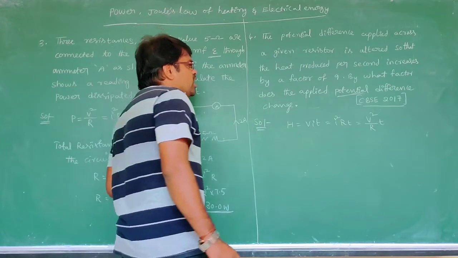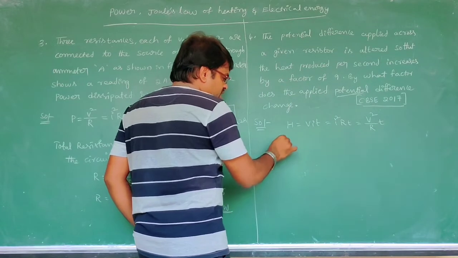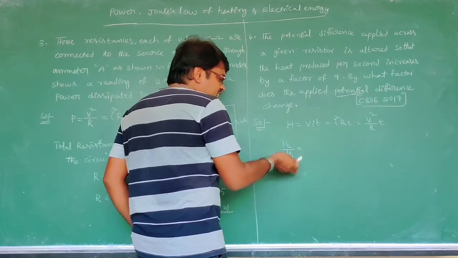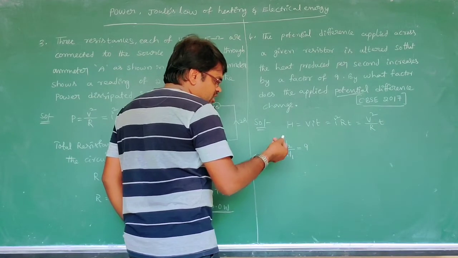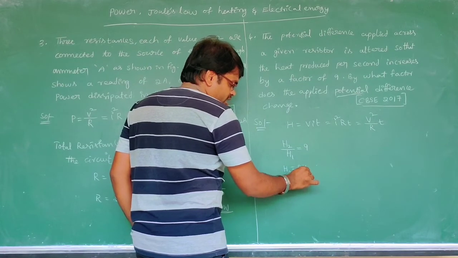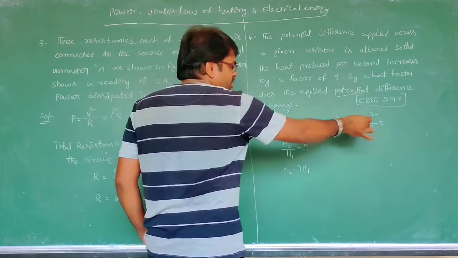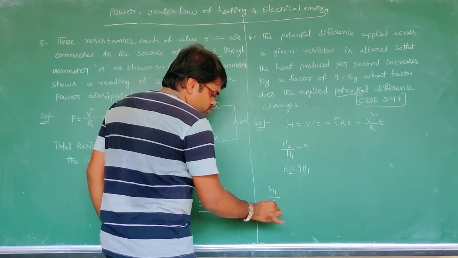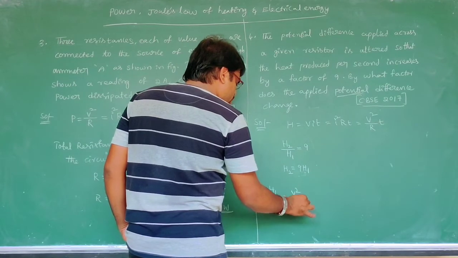But now what is the question? The heat produced per second increased by a factor of 9. That means H2 by H1, it increases by a factor of 9, so we write H2 is equal to 9H1. Now by using the formula, they are asking about potential. So here we write H1 by H2 is equal to V1 square by V2 square.